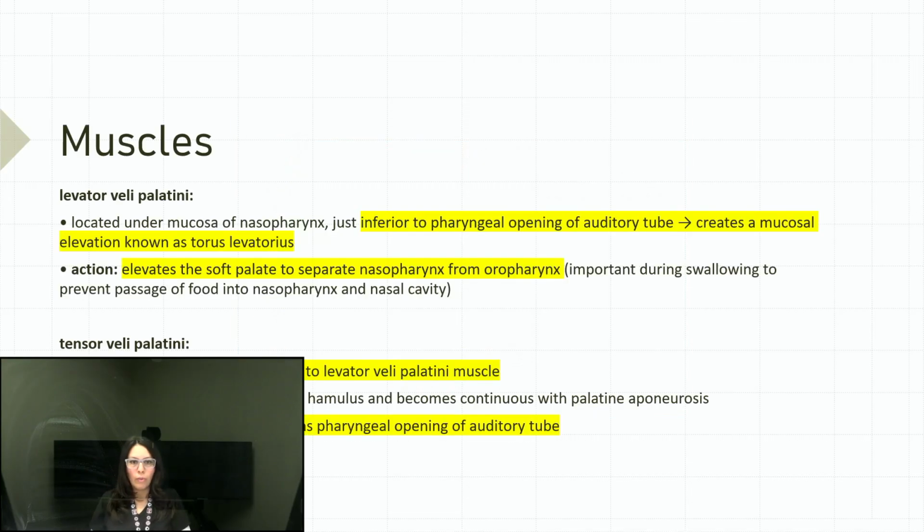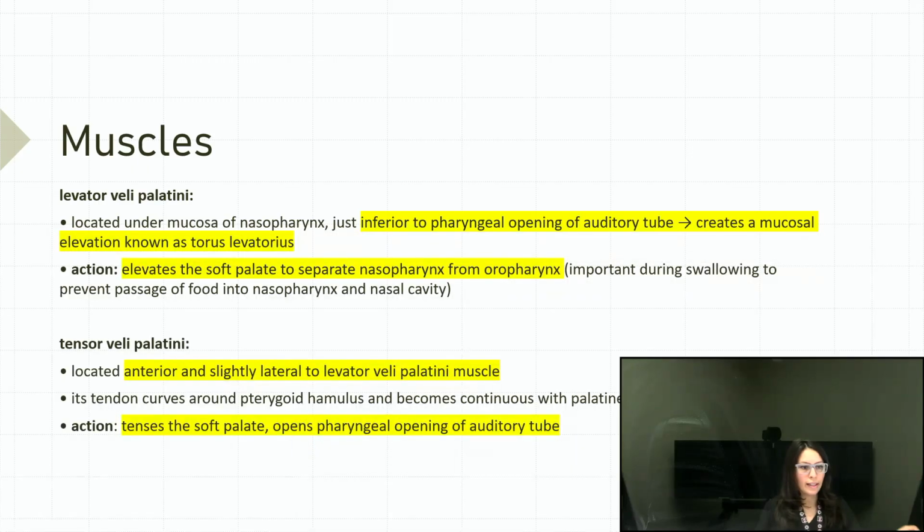So one of the things that I mentioned so far is muscles, right? We have a couple of muscles in this area. One of the most important muscles is going to be the levator veli palatini, because this muscle is located under the mucosa of the nasopharynx, just inferior to the pharyngeal opening of the auditory tube, creating a mucosal elevation known as the torus levatorius.